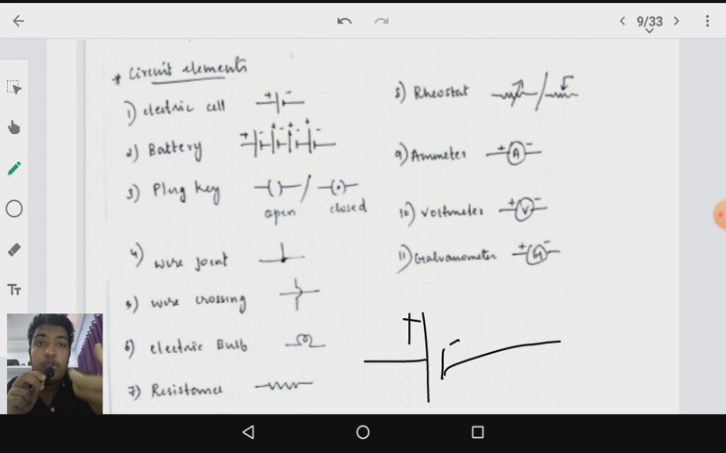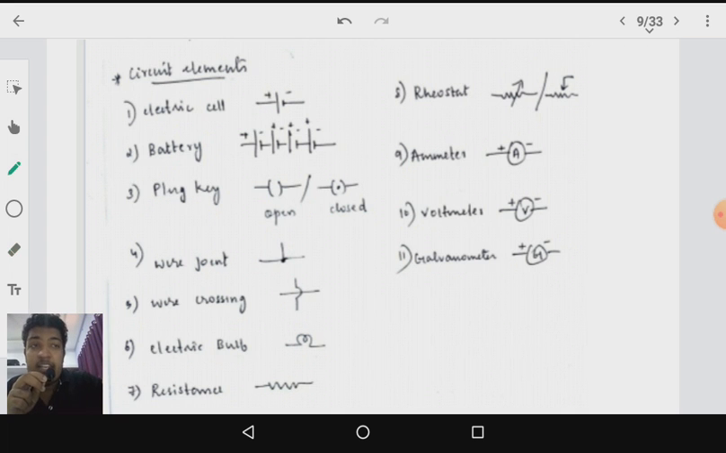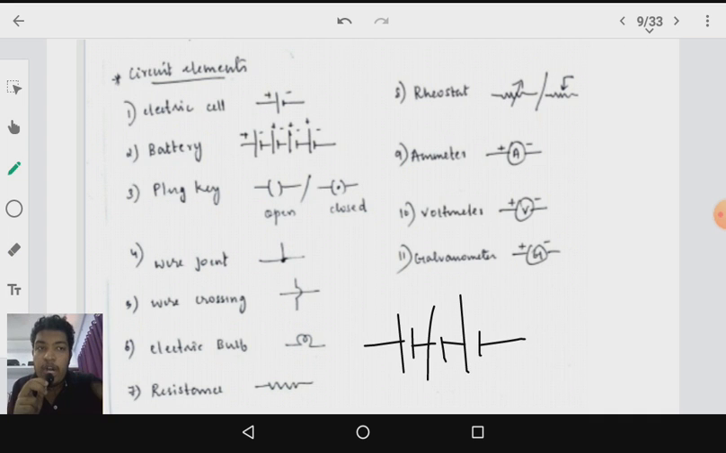Now if you have to make the symbol for a connection of cells, which is also known as a battery, you can make it like this. We have a wire, positive terminal, negative terminal, connecting, positive, negative, again connecting, positive, negative. This is how you can draw as many cells as you want. And please do not forget to put the signs, that is, positive and negative.